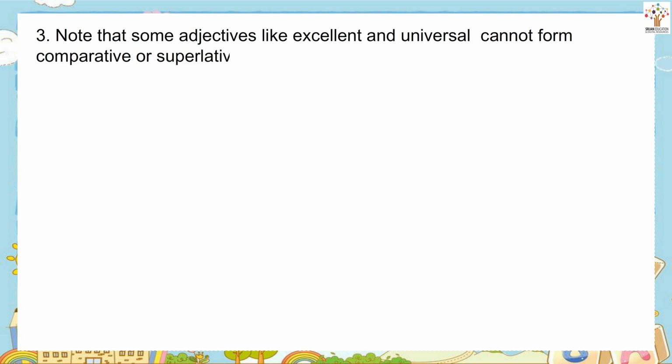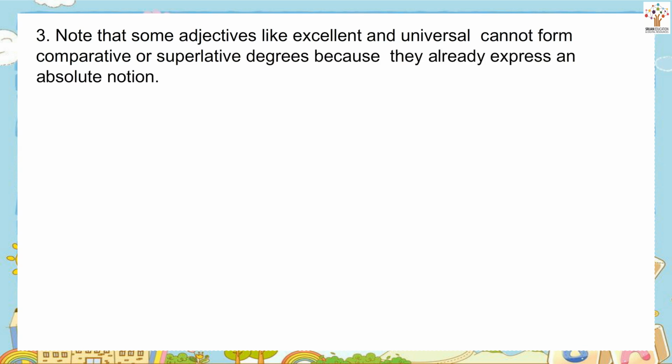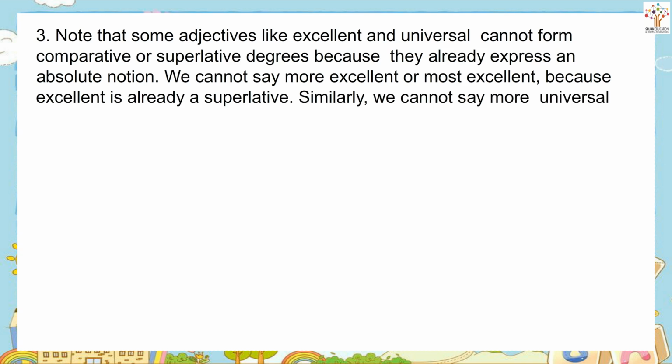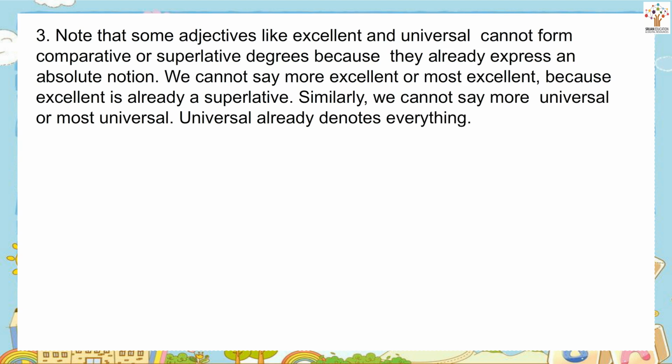Note that some adjectives like excellent and universal cannot form comparative or superlative degrees because they already express an absolute notion. We cannot say more excellent or most excellent because excellent is already a superlative. Similarly, we cannot say more universal or most universal. Universal already denotes everything.